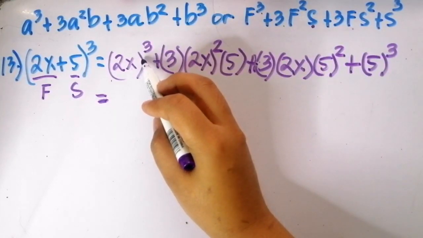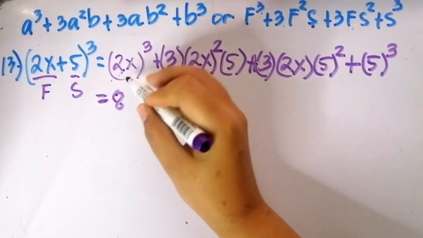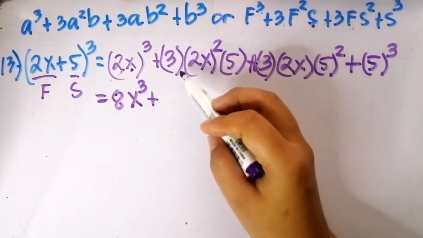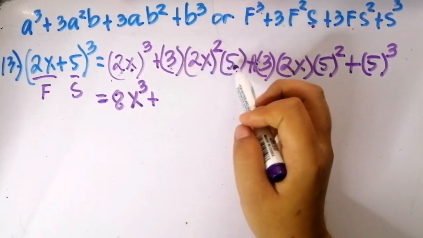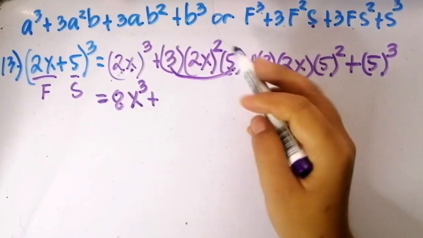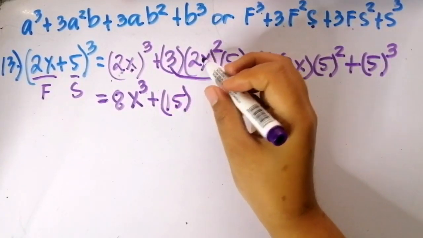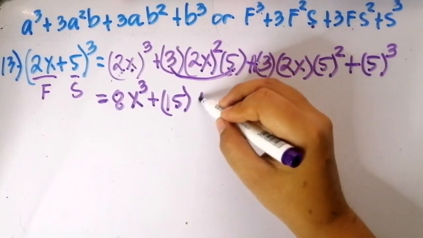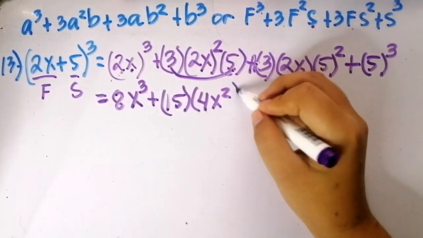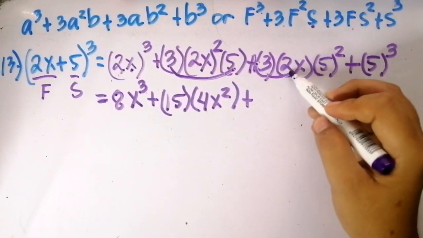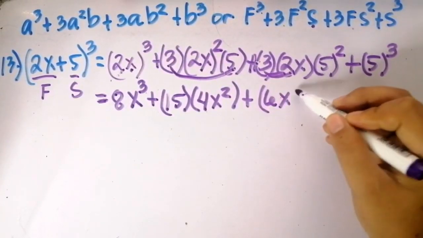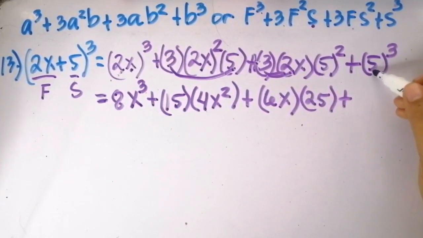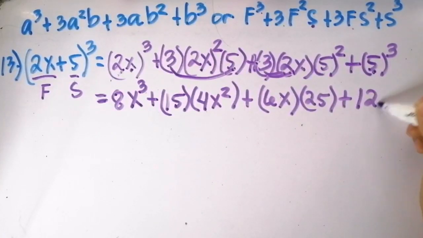2x cube, ang ibig sabihin nito 2 times 2 times 2 equals 8. Then x times x times x equals x raised to 3 plus multiply muna natin itong 3 times 5. So, that is 3 times 5 equals 15. Mamaya na natin i-multiply to para hindi kayo malito. So, 2x squared, that is 2x times 2x, 4x squared. Plus, 3 times 2x equals 6x. Times, 5 times 5 equals 25. Plus, 5 times 5 times 5 equals 125.